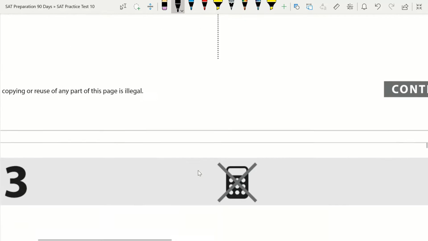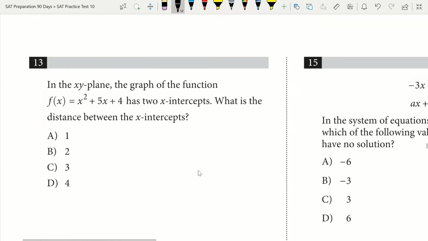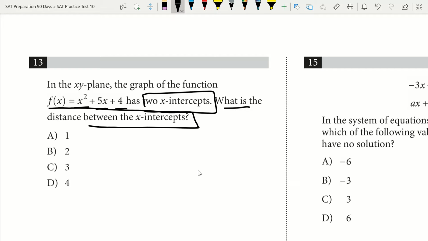All right, next thing we got question 13. In the xy plane, the graph of the function f of x equals x squared plus 5x plus 4 has 2 x-intercepts. What is the distance between the x-intercepts? Okay, key thing here is paying attention to the end of the question. We're asked for the distance between the x-intercepts.